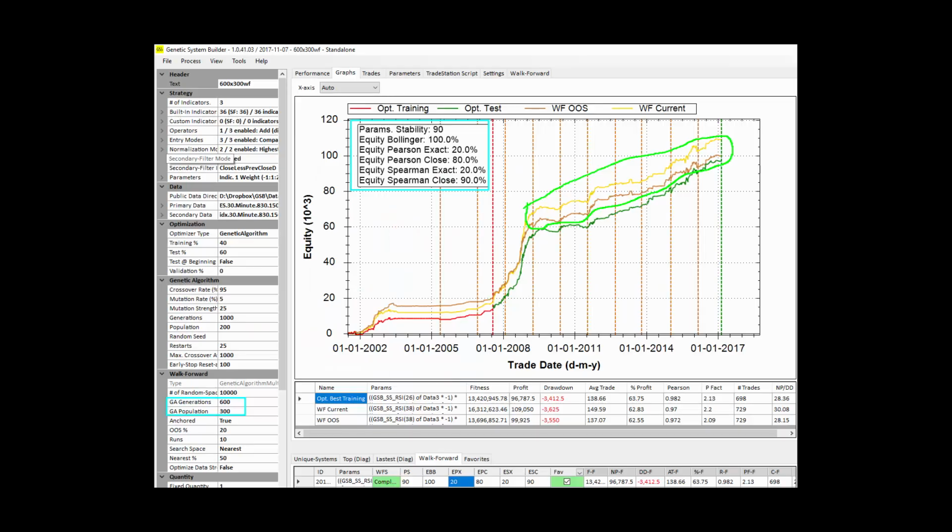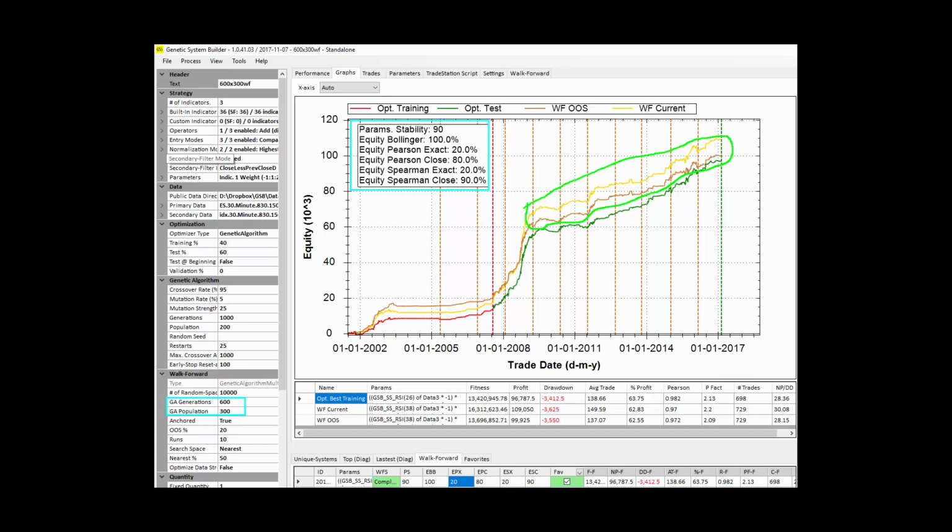It is possible that we don't have exact parameter stability, but the change in parameters makes little or no difference to the equity curves. If that's the case, we'll end up having parallel equity curves, and we're concerned about the brown versus the yellow curve. That's the out of sample versus the walk forward current curve.